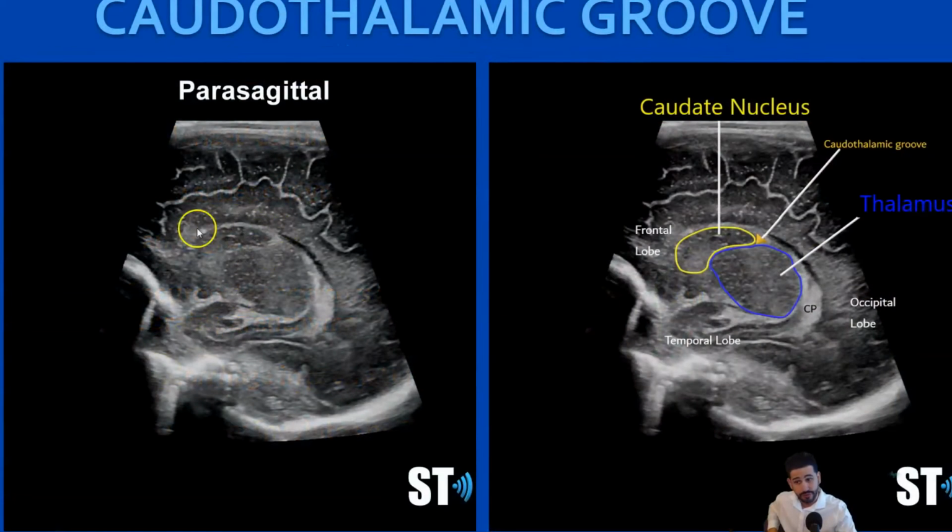And here is that caudothalamic groove. So parasagittal, you got the caudate nucleus here, the thalamus, and in this portion right here, that's where the caudothalamic groove is, germinal matrix is, and if you do have a bleed, that's where it's going to be. So it'll be a germinal matrix hemorrhage or a subependymal hemorrhage, subependymal meaning under the lining of the ventricle. Here is with a diagram.